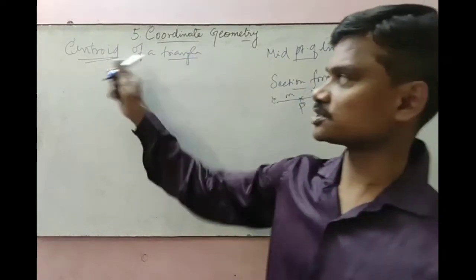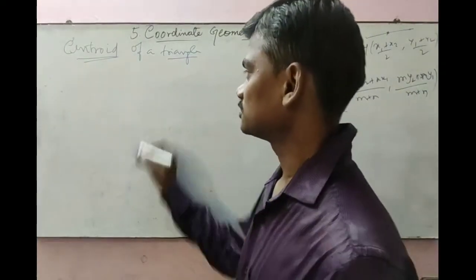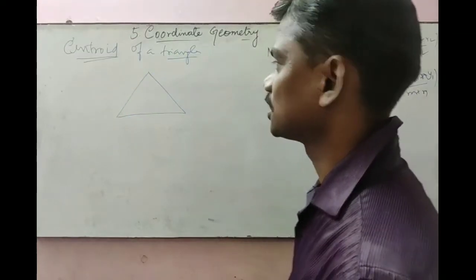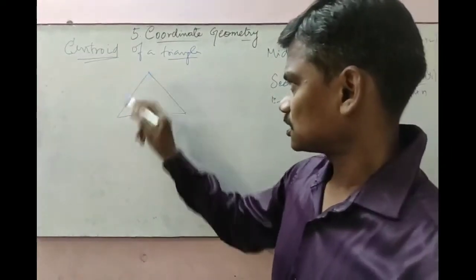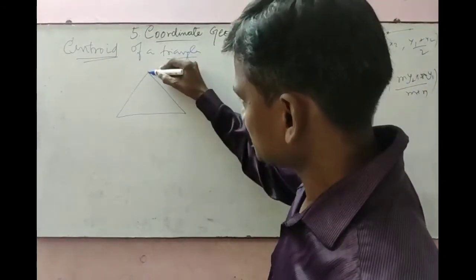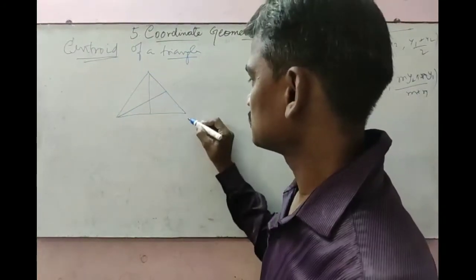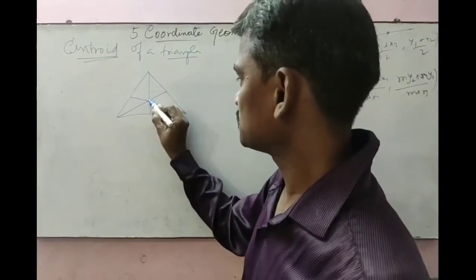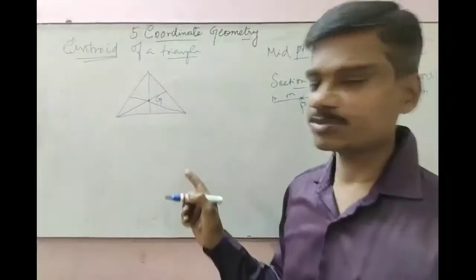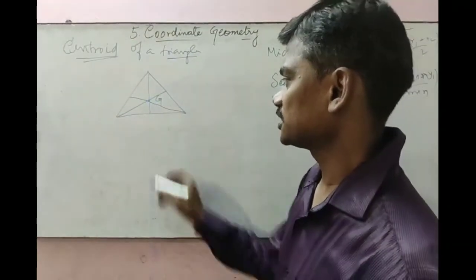In today's session we are going to see about the centroid of a triangle. What is meant by centroid of a triangle? In any triangle, whether it is acute or obtuse or a right angle triangle, we can draw three medians. This is the first median, this is the second median, and this is the third median. These three medians meet at a point which we call the centroid. This concept was studied already in the 8th standard.